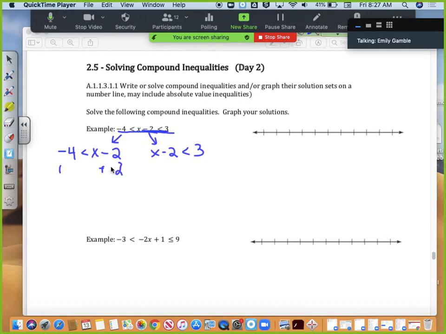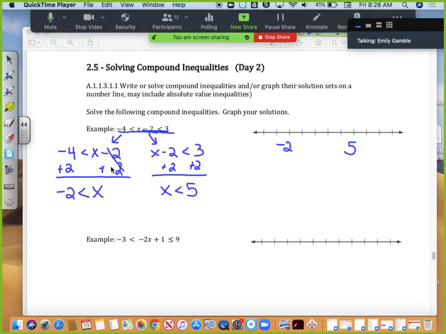To solve these, pretty simple for this one, you're just adding 2 to both sides. -4 plus 2 is -2. So one of my endpoints is -2. And then the other endpoint, when I add 2 to both sides here, we're going to get x is less than 5. So I know that I need -2 on my number line, and I need 5 on my number line. Then you determine what type of circles to use.